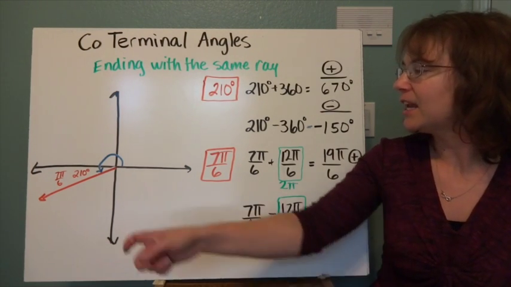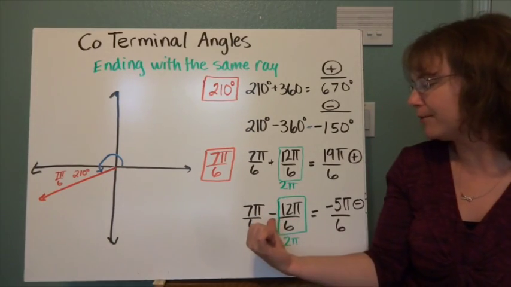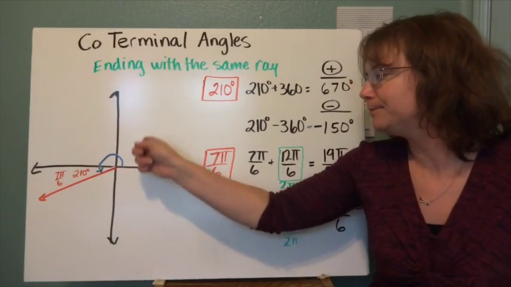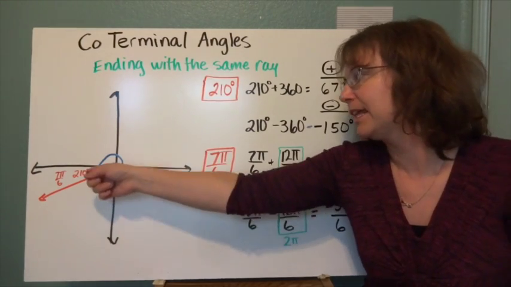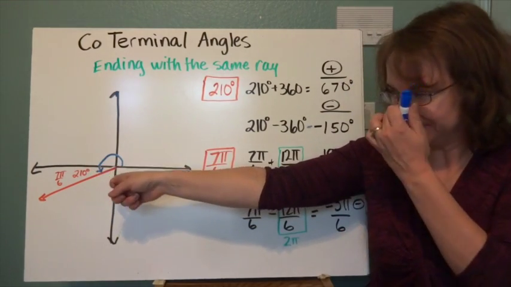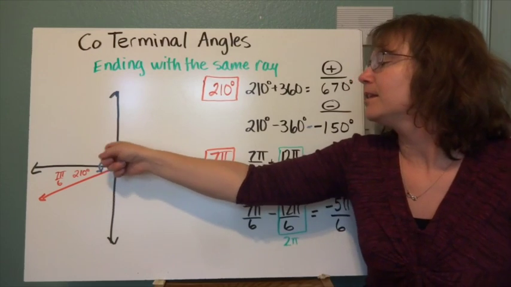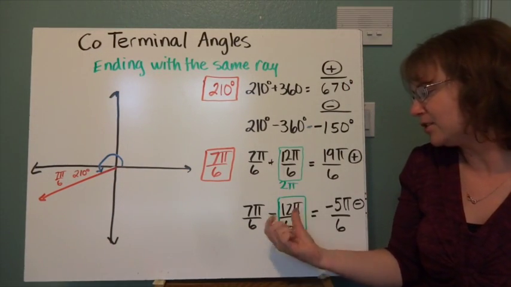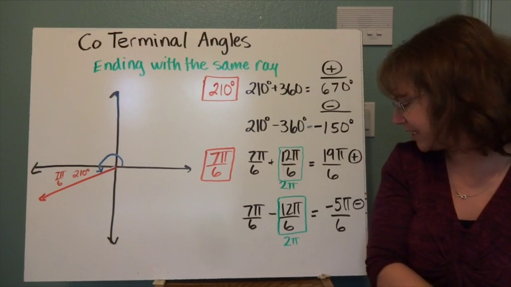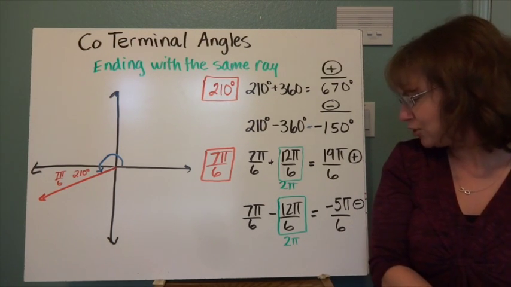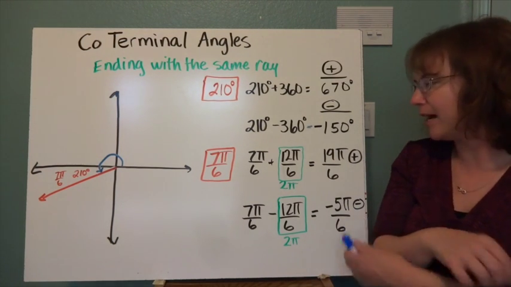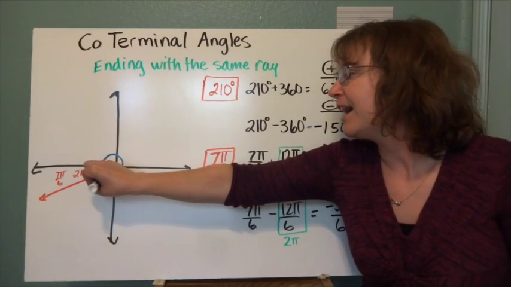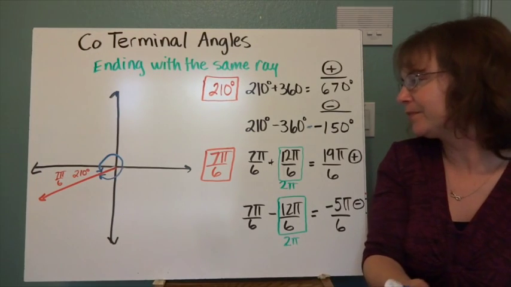And consequently, I can also subtract 2 pi radians. When I do that, I'm just subtracting, going in a clockwise way, this way, and come back to here, and I get back to the same place. So subtracting 12 pi over 6 radians, which gives me a total of negative 5 pi over 6. And I can see that if I go negative 5 pi over 6, I end up right here.